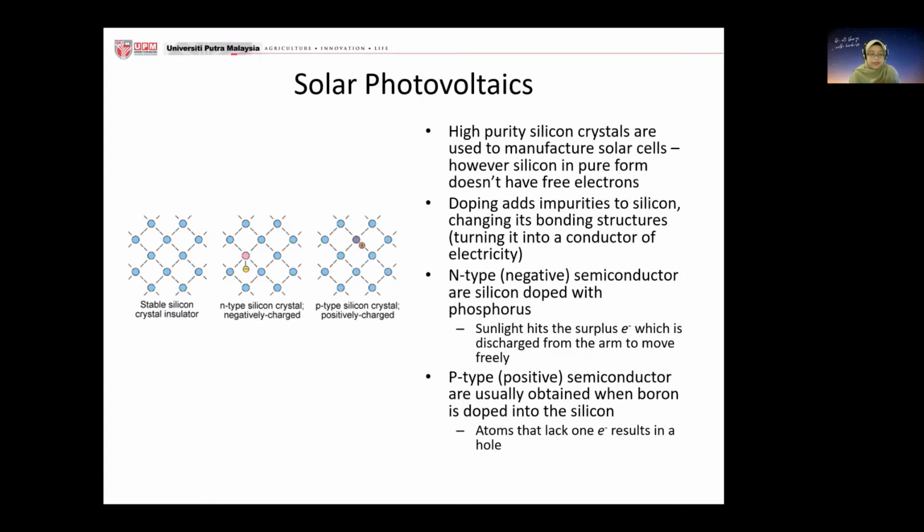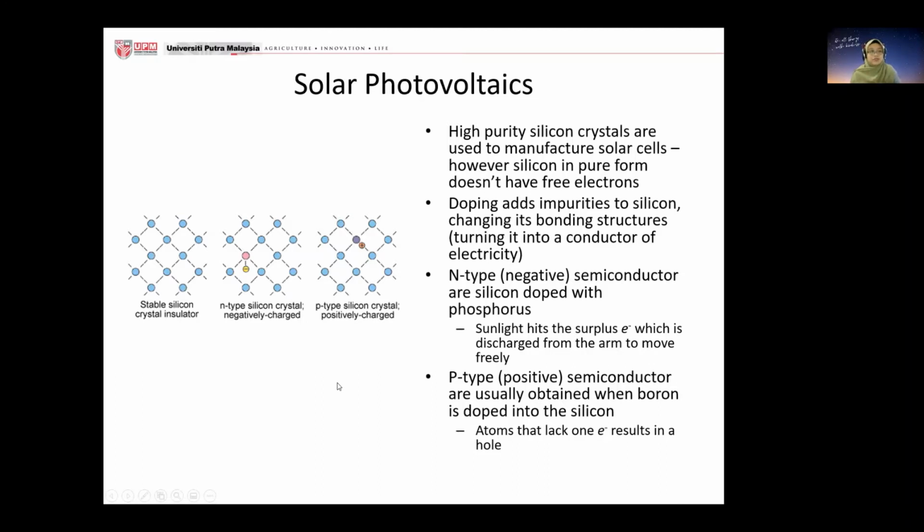At the same time, if you change the doping component to something like boron, when boron is doped into the silicon, you will generate atoms that lack 1 electron. So in contrast to the n-type, the p-type has holes, where there's a lack of electrons, and that is called holes.